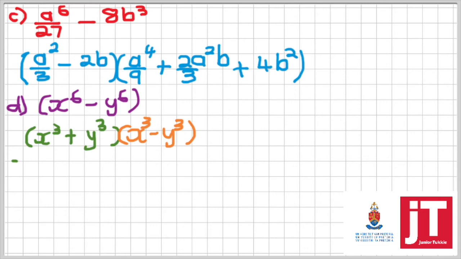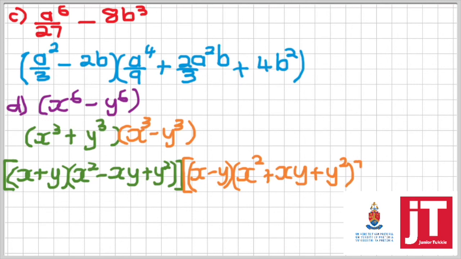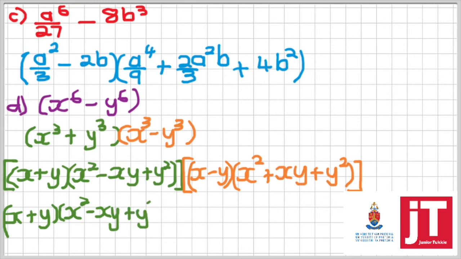So let's start with the sum of two cubes, which is the green bracket. We need to expand it to give rise to a binomial and a trinomial, and we're going to get x plus y, and x squared minus xy plus y squared, representing the first combination. From the orange difference of two cubes, we're going to get x minus y, and x squared plus xy plus y squared. Then removing the square brackets, to conclude, we get x plus y, x squared minus xy plus y squared, into x minus y, into x squared plus xy plus y squared as the last term.